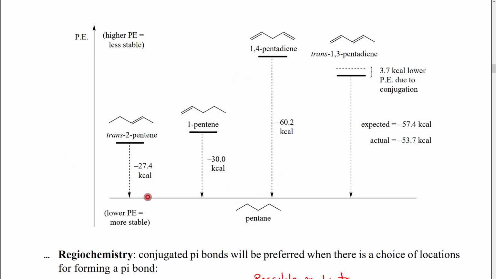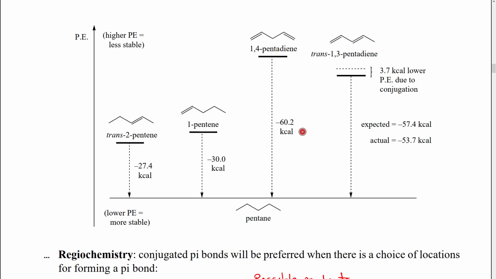Now, what we could do then is imagine taking this molecule with a double bond and then adding another double bond all the way on the other end, not conjugated, so that they were what we would call isolated double bonds. That would create this structure. If we then completely hydrogenate this molecule, it would also become pentane.